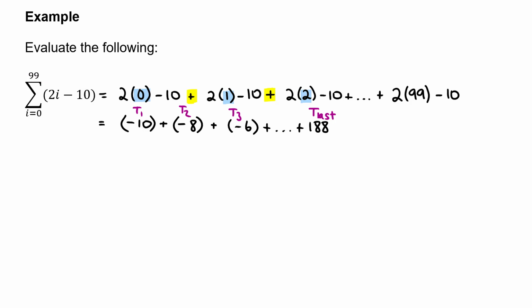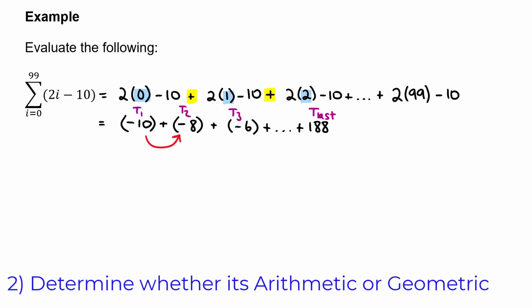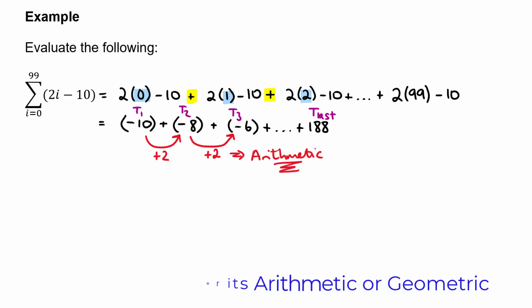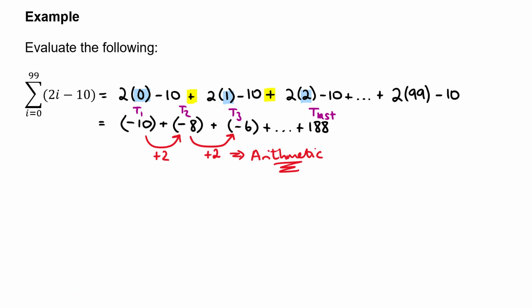The next step then is to figure out what kind of series we're dealing with. And you can see that from one term to the next, if you go T2 minus T1, we get plus 2, and T3 minus T2 gives us plus 2 again. So this is clearly an arithmetic series that we're working with here. So because we know it's arithmetic, we know that we can take this whole piece over there and change it into Sn, because that's what it means. It means the sum of whatever we're dealing with.